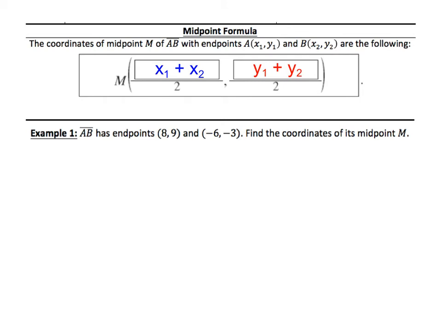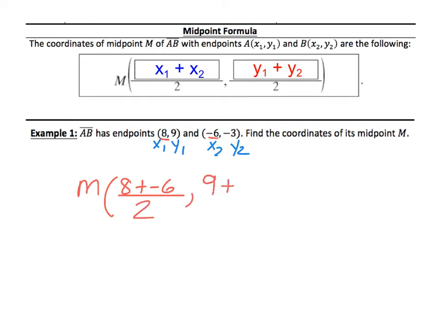Just let the first point be (x1, y1), and let the second point be (x2, y2). Then if we go ahead and use the formula above, just add the two x coordinates together. So my midpoint M is 8 plus negative 6. So I'm taking the two x coordinates, adding them up, dividing by 2. And then do the same with the y coordinates. So 9 plus negative 3 divided by 2.